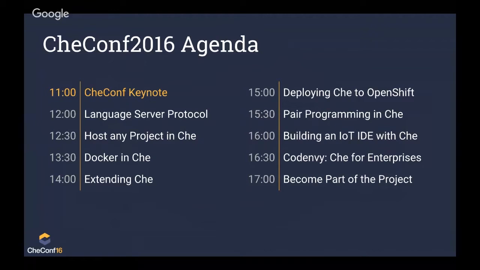We'll move on around 2 p.m. Eastern. By the way, all these times are Eastern Standard Time, to extending Che. It's going to talk about creating extensions, creating assemblies, creating plugins. And we'll see an example of that right after in deploying Che to OpenShift, and talk a little bit about the work that Red Hat has done both to make it possible to deploy to OpenShift from Che, but also deploy Che on OpenShift instances. So that's what I'm looking forward to.